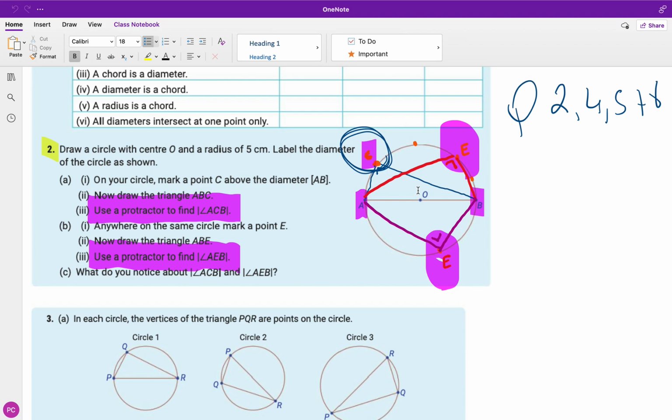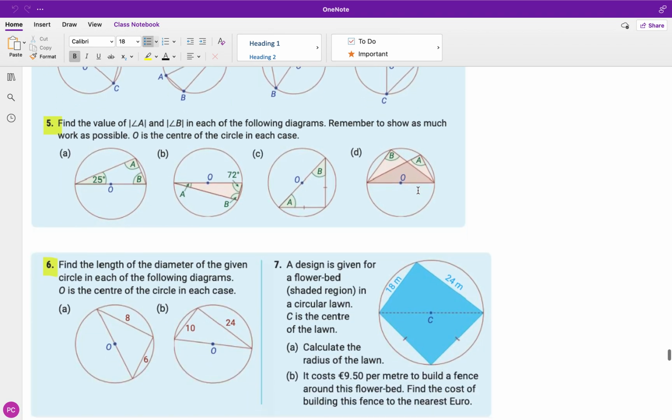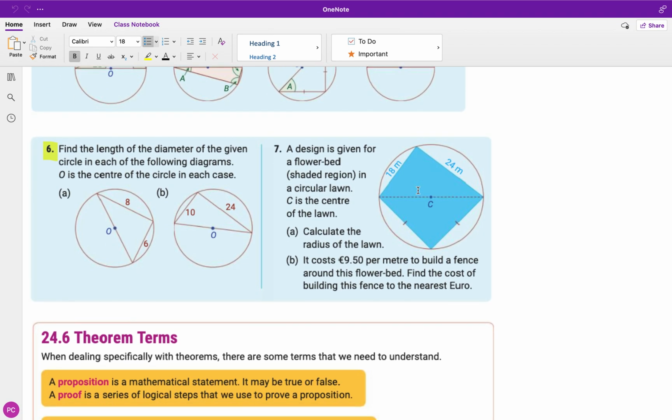Last part of the question: what do you notice about the angle ACB or the angle AEB? Well, they're all going to be 90 degrees. So we have 90 degrees there in all three of those triangles that I've drawn.